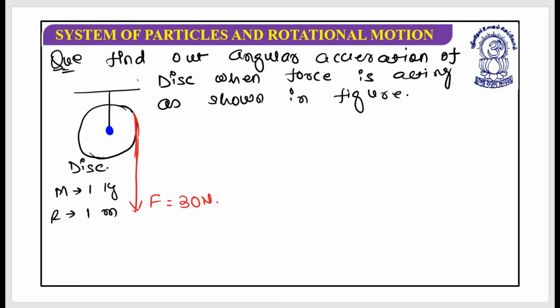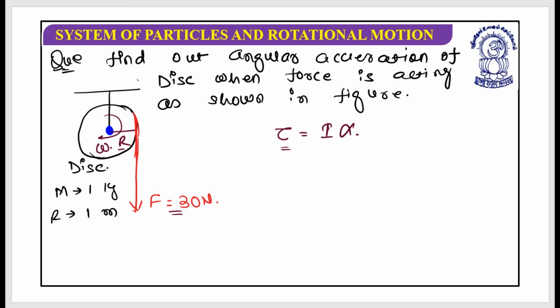Always remember, when you require angular acceleration, always look for the torque. I'm not saying that every time you will have an answer, but most of the time you will have a clue of this, that I can write torque equals I into alpha. Now the disk is rotating like this from omega, and this is the perpendicular distance. So it will provide me the torque.